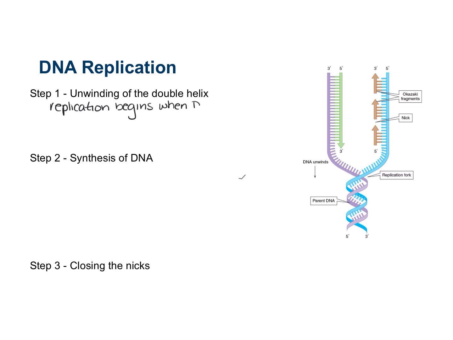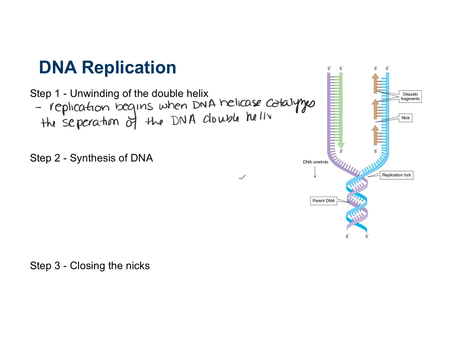So the unwinding of the DNA, replication begins when DNA helicase, which is an enzyme, catalyzes the separation of the DNA double helix. Okay, now this unwinds the nucleic acid strands at specific points along the DNA helix. And in that process, hydrogen bonds between the complementary base pairs are broken, and the bases that were formerly in the center of the helix are exposed.